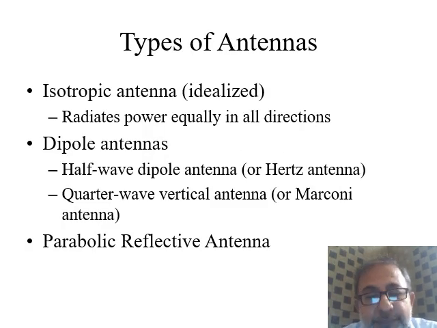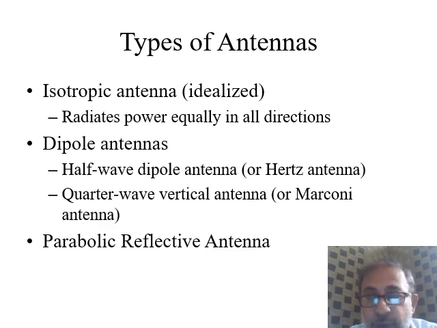Different types of antennas, let's see. The basic type or the idealized type of antenna is an isotropic antenna, which is basically a point antenna, a zero-dimensional antenna which radiates in all directions. Second important type of antennas is the dipole antenna. We can have half-wave dipole antennas, or the Hertz antennas, or the quarter-wave vertical antennas, or the Marconi antennas.